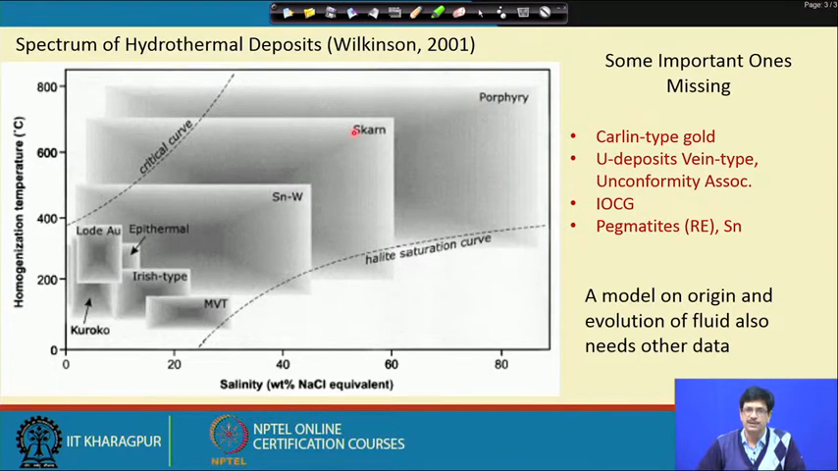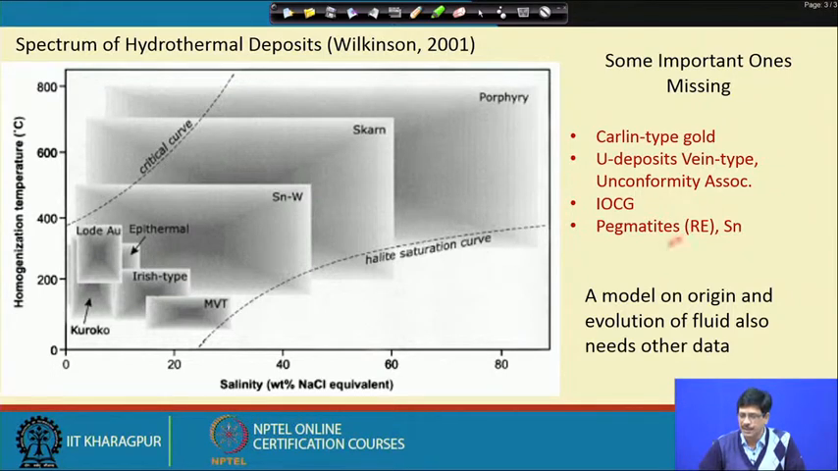There are the very rich Carlin type gold deposits, which occur in the western United States, mainly in the state of Nevada, and the unconformity related uranium deposits like the Athabasca basin and the McArthur basin in Canada, or the Alligator River basin in Australia, and the iron oxide copper gold deposits of the type of the famous Olympic Dam deposit, where there is rich mineralization of copper, gold and uranium in a single locality, in an area in the Gawler Craton in South Australia.